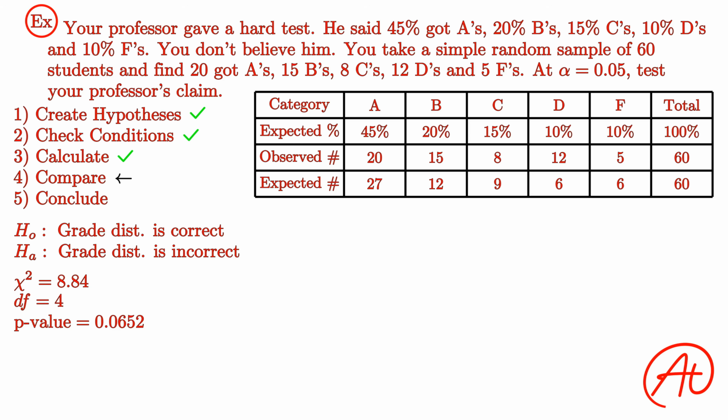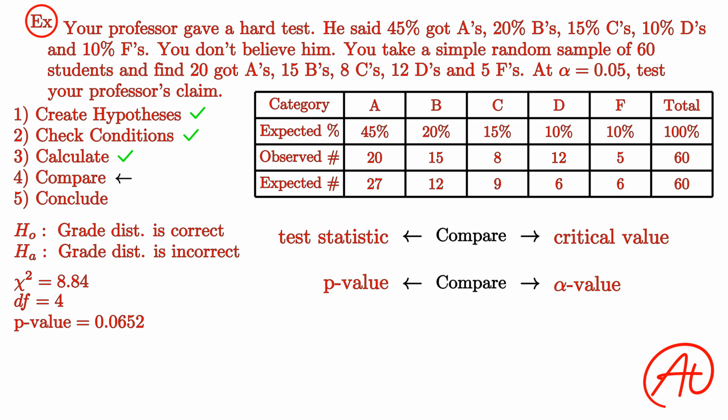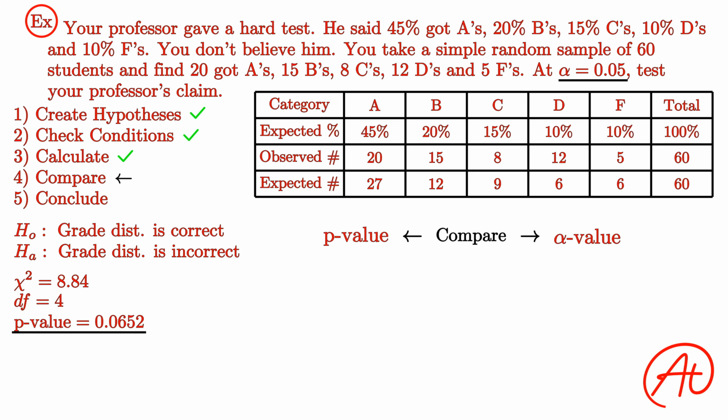Now that we have our test statistic and p-value, we can compare these to our critical value or alpha value. As a reminder from my previous video, to make this comparison, you can either compare your test statistic to our critical value or your p-value to your alpha value. Since we have our alpha value given in the problem, and we just calculated our p-value, let's compare those two. It works out the same no matter which way you do it. Okay, to compare our p and alpha values, we just need to determine which one is bigger or smaller. With a p-value of 0.0652 and an alpha value of 0.05, the p-value is greater than the alpha value.